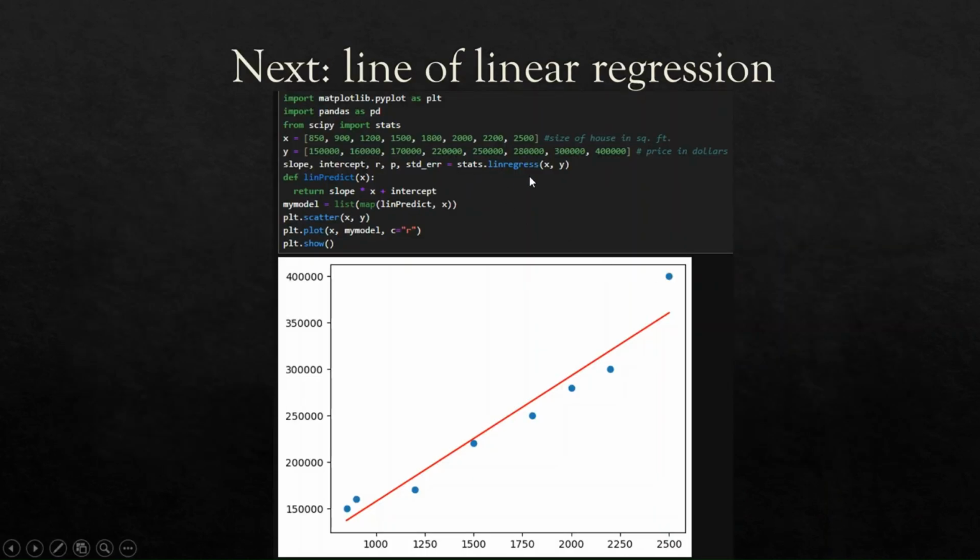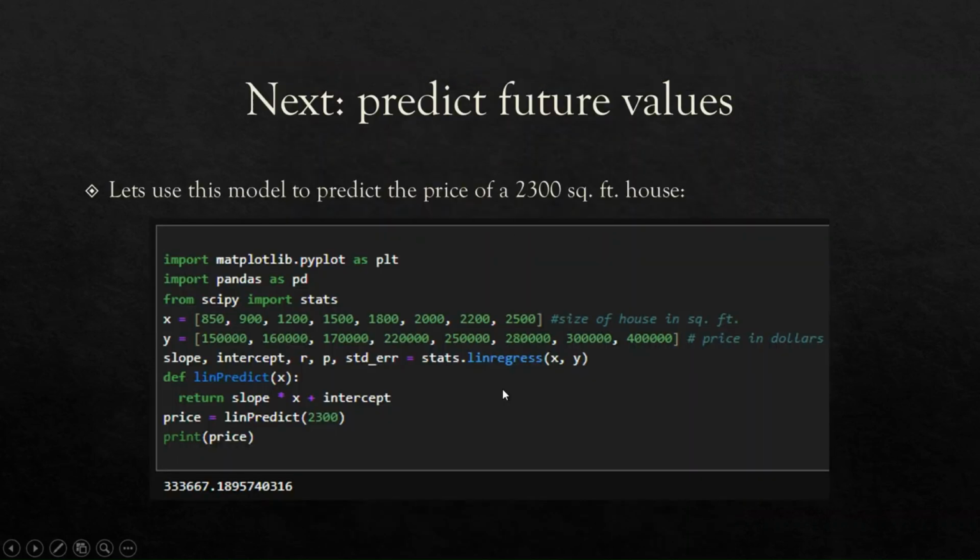The linregress function also returns slope and intercept. We define a function that uses the slope and intercept values for the best fit line. Using this function, we can map the corresponding y values and plot the best fit line. Then we can use this function to predict a future value. For example, the price of a 2300 square feet house comes around $333,667.